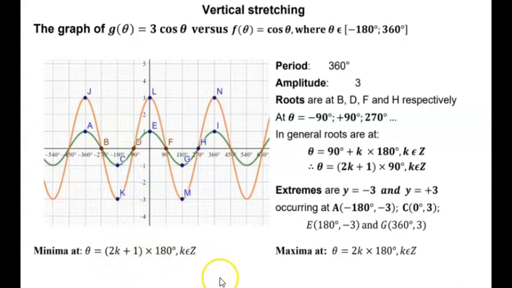So verify that you understand each and every detail on this page without memorizing it. It is important that you understand the concept and not memorize what's on this page. Then we will look at vertical shrinking from here onwards.